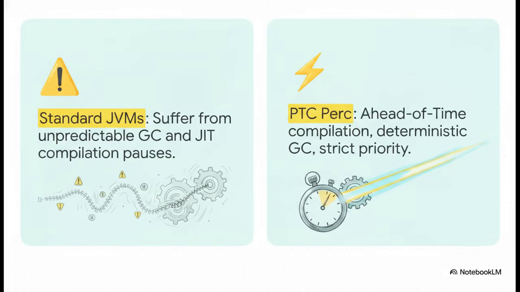But tools like PTC Perc step in to guarantee real-time execution. They bypass JIT compilers entirely, using ahead-of-time compilation. They enforce a deterministic garbage collector that never pauses priority tasks. And they utilize strict priority thread scheduling directly with the operating system.